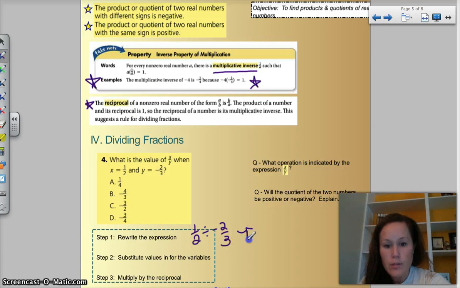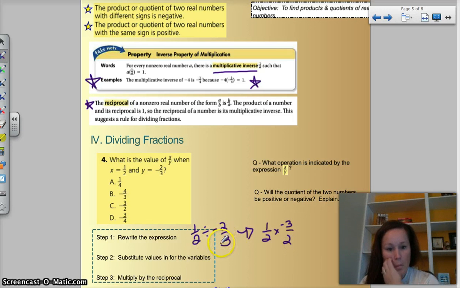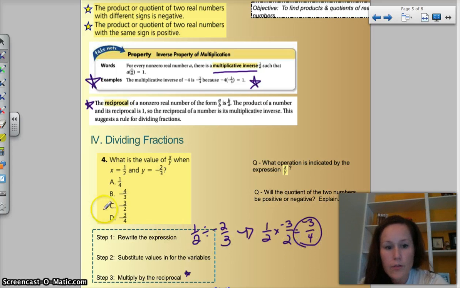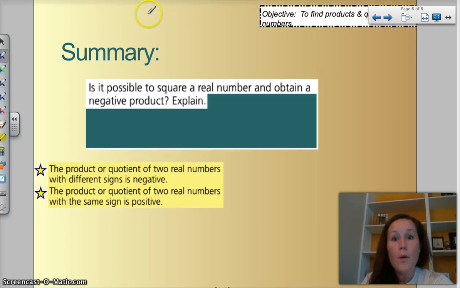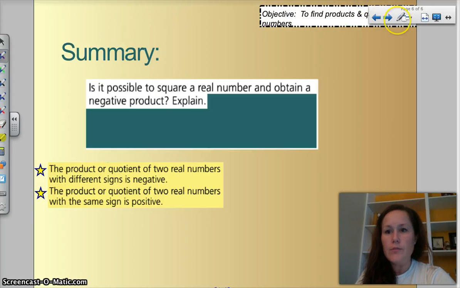So this becomes 1/2 times -3 over 2. All I did was multiply by the reciprocal. I flipped that over. Here's my last step. And I'm going to get -3 over 4. So, -3/4 is my answer. I should have D. All right, let's keep going. Oh my gosh, we're done. Can you believe it? That was a fast one.